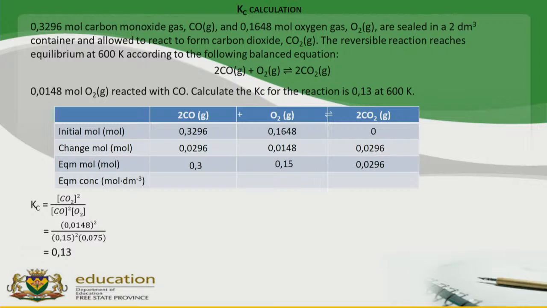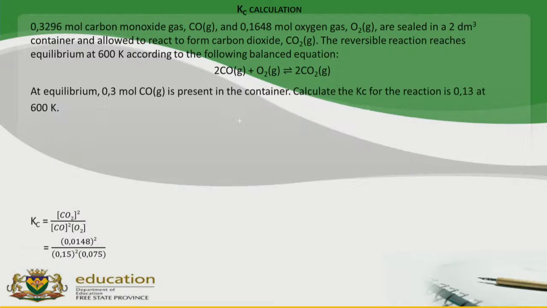Then to calculate the equilibrium concentration, you will just use the formula C is equal to n over V. Therefore, you divide the number of moles that you had at equilibrium by the volume that is given, which is 2 cubic decimeters. Therefore, you will get the concentration. Then you write your Kc expression, you substitute the concentrations that you have calculated, and you'll get your answer.